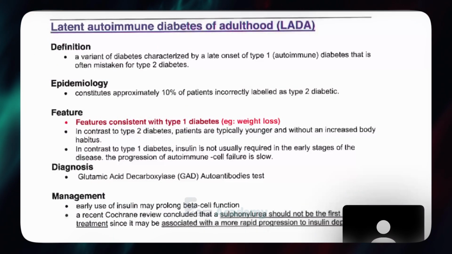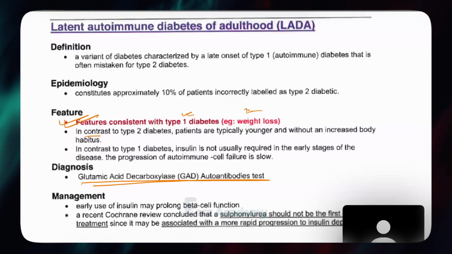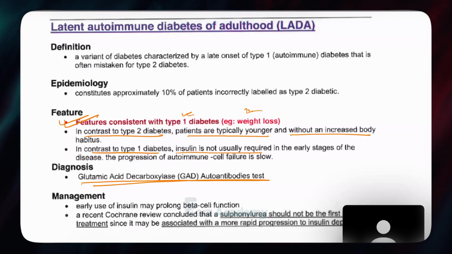Next is LADA, latent autoimmune diabetes of adulthood. Diagnosis is by GAD autoantibody test. Features are consistent with type 1 diabetes, that is weight loss. In contrast to type 2 diabetes, the patient is typically younger without an increased body weight. In contrast to type 1 diabetes, insulin is not usually required.